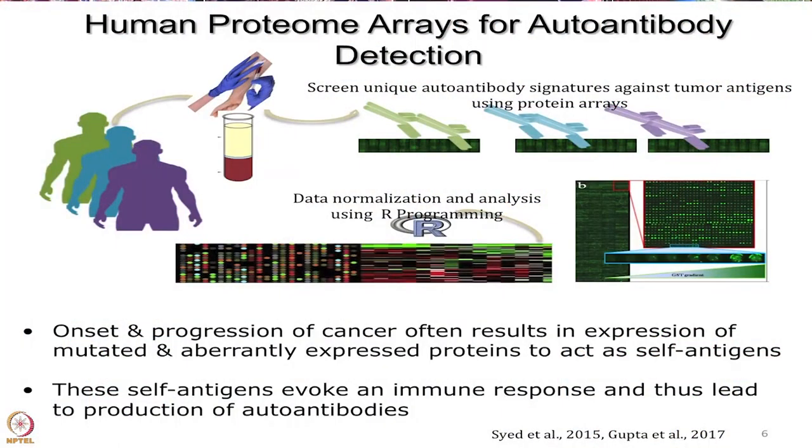So, as I mentioned, the onset and progression of cancer often results in expression of mutated and aberrantly expressed proteins which could act as self antigens. Now, these self antigens evoke an immune response which leads to the production of autoantibodies. Here I have shown you a workflow of how to use human proteome arrays for detection of autoantibodies. Just keep in mind that when we are talking about human proteome arrays, one could either use the purified proteins or use the cDNA NAPA based approaches.